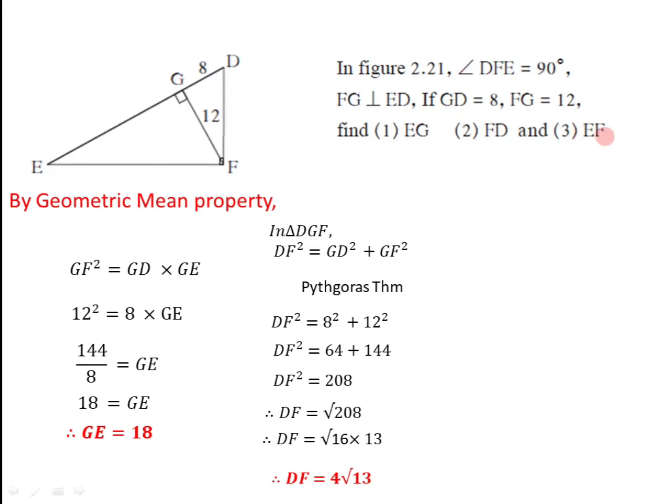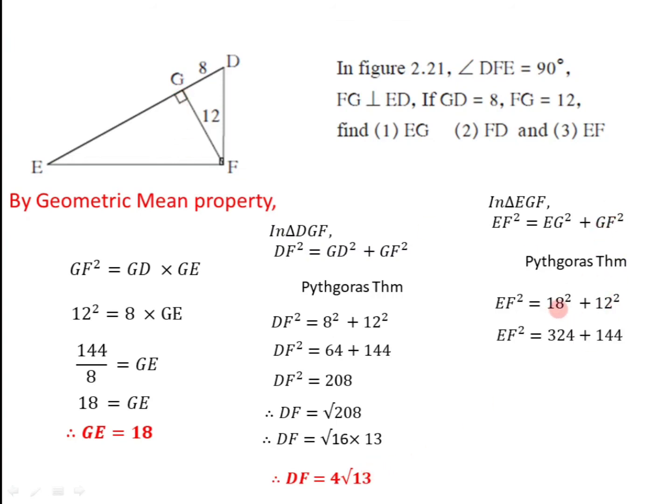Now we have to find the length of segment EF. To find the length of segment EF, we should consider right angle triangle EGF. Here also by the Pythagoras theorem, we can write EF square, which is the hypotenuse, is equal to EG square plus GF square. Here we have the length of EG that we have just found to be 18, that's 18 square, plus GF square. GF is given to be 12, so 12 square. 18 square is 324 plus 12 square is 144. 324 plus 144, we get 468.